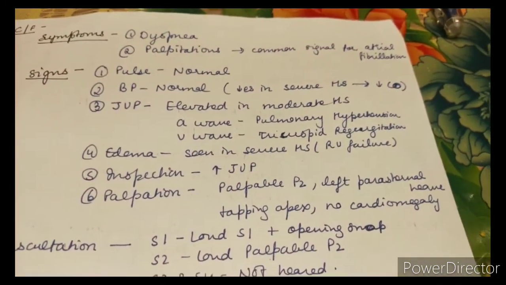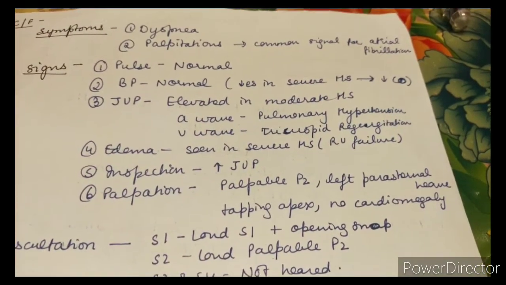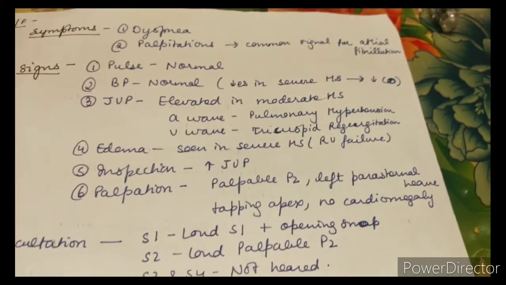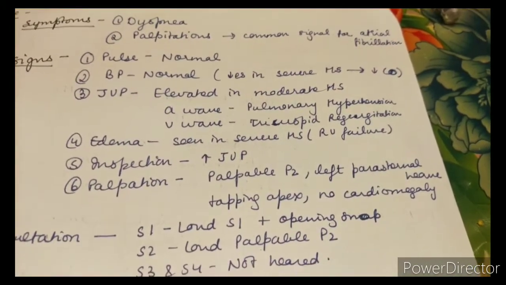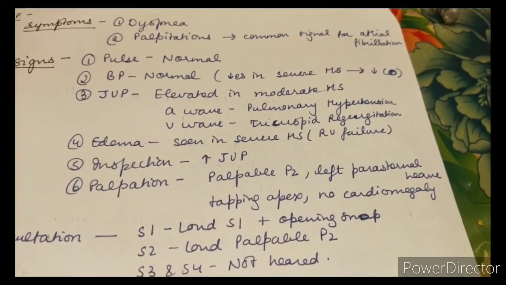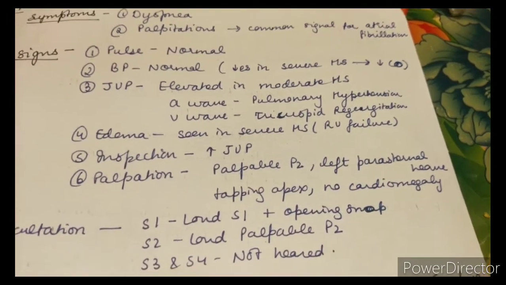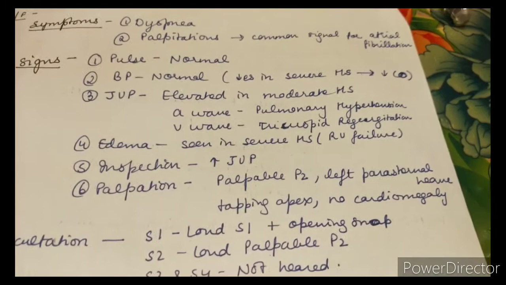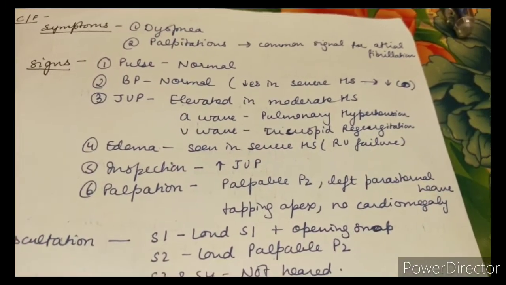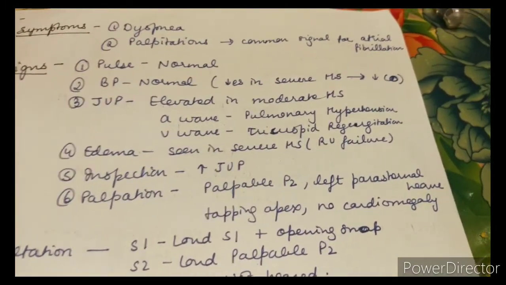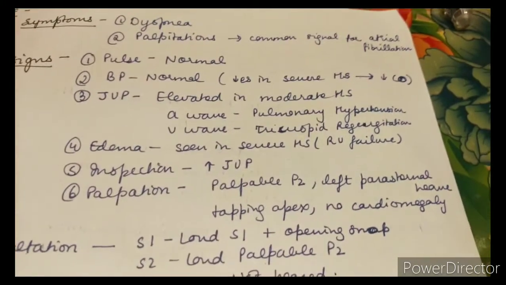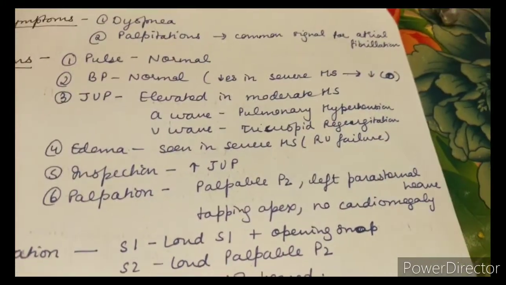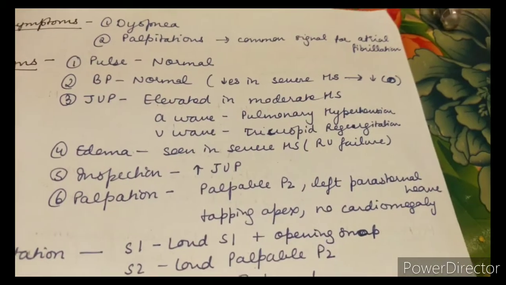Whenever you see dyspnea in mitral stenosis, you will always be asked about the NYHA grading of the dyspnea. Then the second common symptom is palpitation, and this is a common sign of atrial fibrillation. Now there are certain other symptoms which you usually consider symptoms, but they are rather complications of this disease getting worsened, like edema, ascites, hemoptysis, persistent cough, hoarseness of voice, orthopnea, platypnea, and all those things.